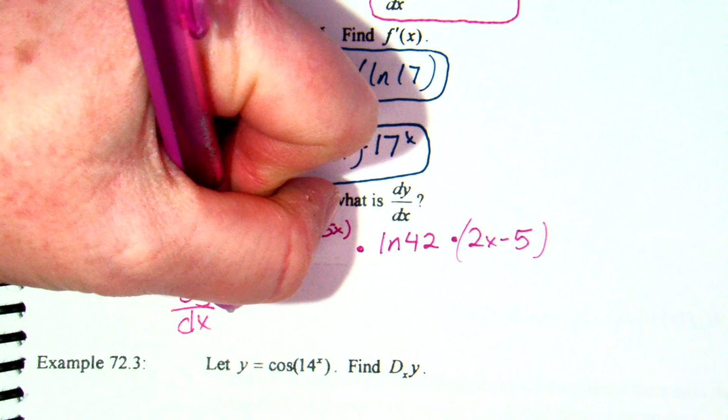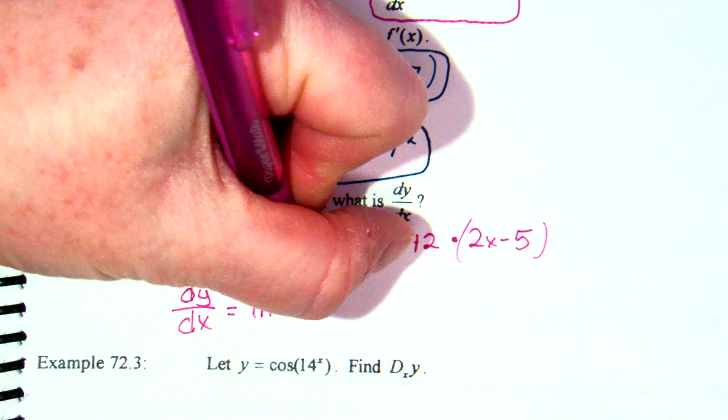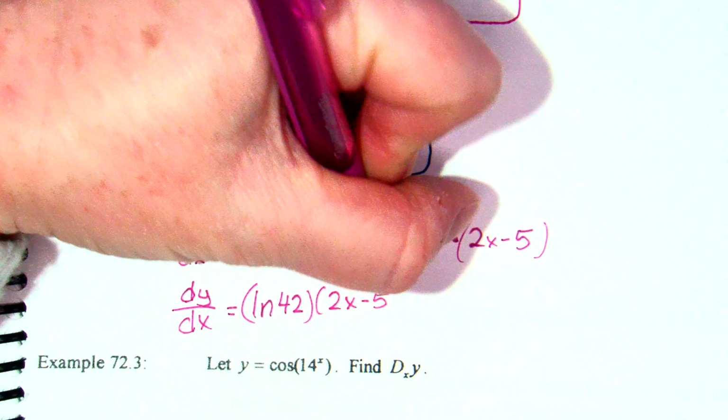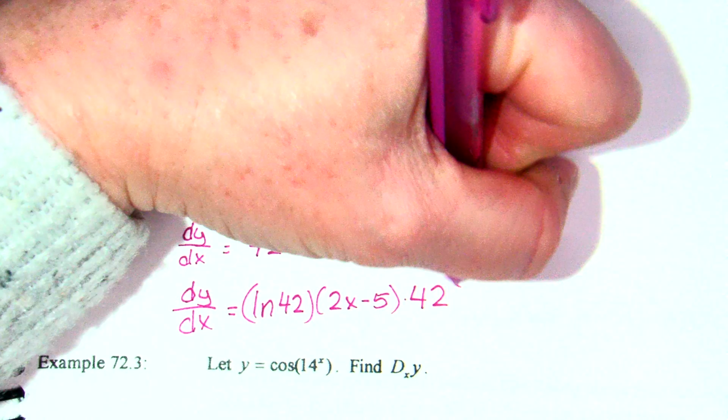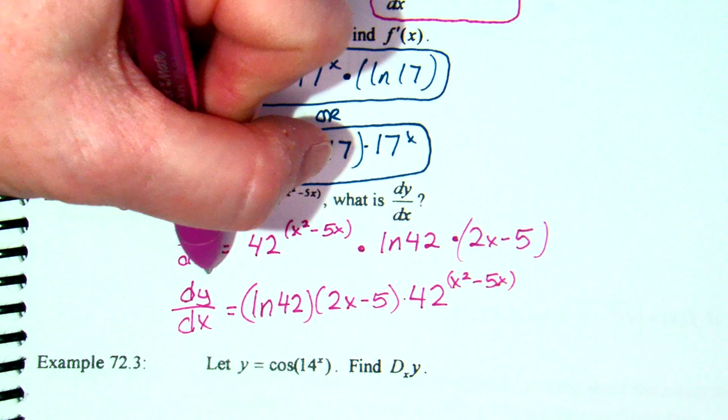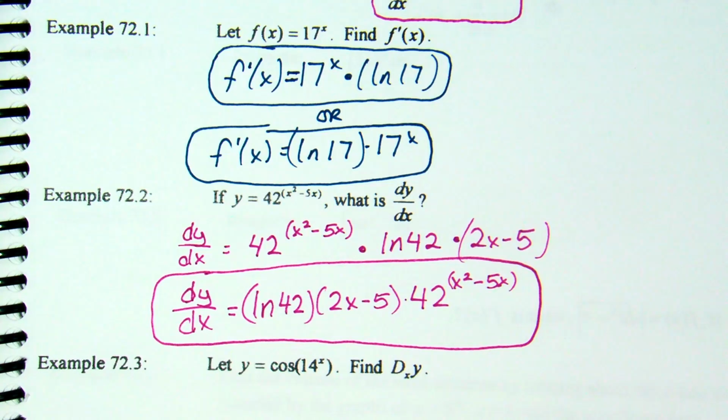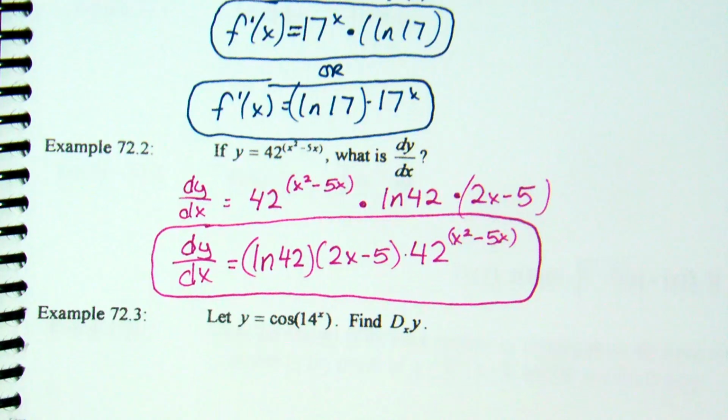So I have dy dx. I put natural log of 42 first because that's just a number. Times the 2x minus 5. I have both those in parentheses. And then times 42 to the power of x squared minus 5x. Okay, so yes, do remember those chain rules still have to happen.